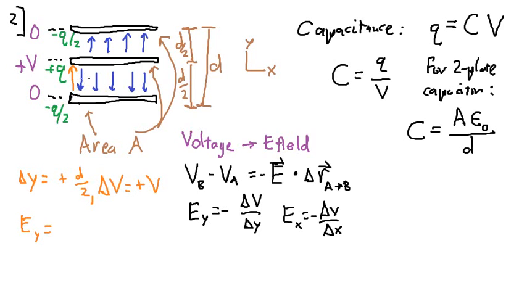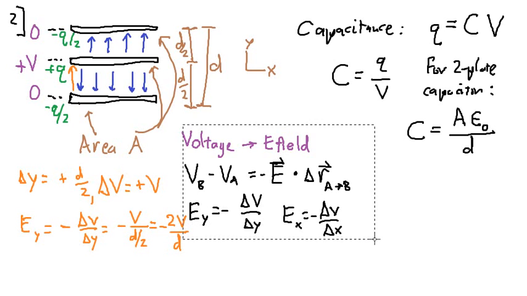So for this, delta y equals, and we're going up. I'm just going to use the standard x and y axes like that, okay? So we're going up, so delta y is plus d over 2. And if we go from here to here, delta v is plus v, right? Because we go from 0 up to v. So v minus 0 is our delta v, okay?